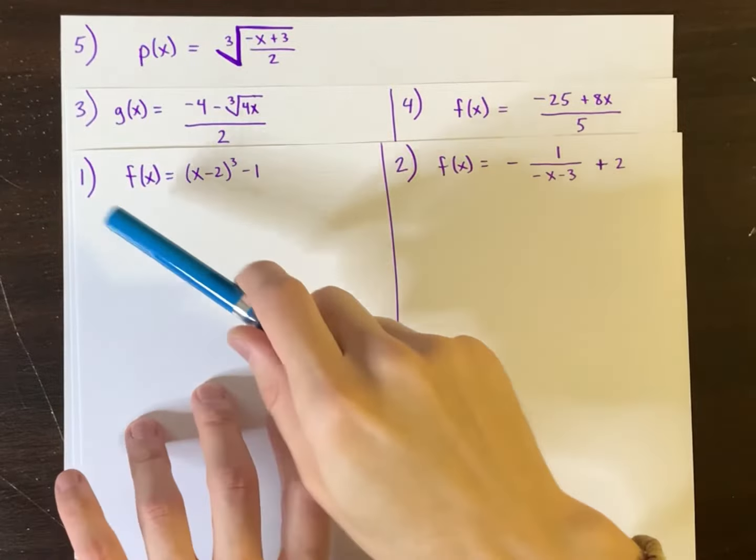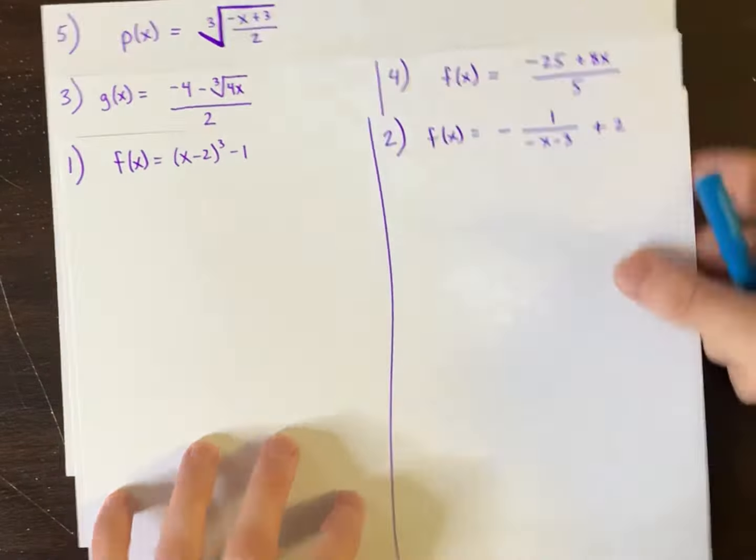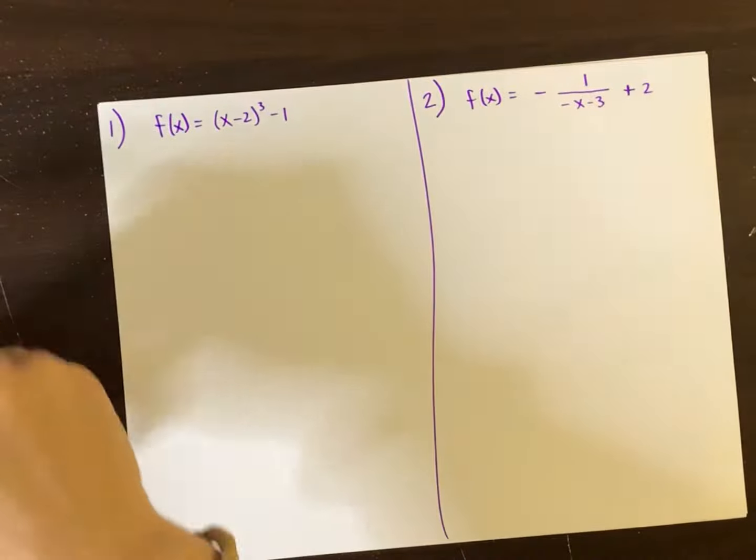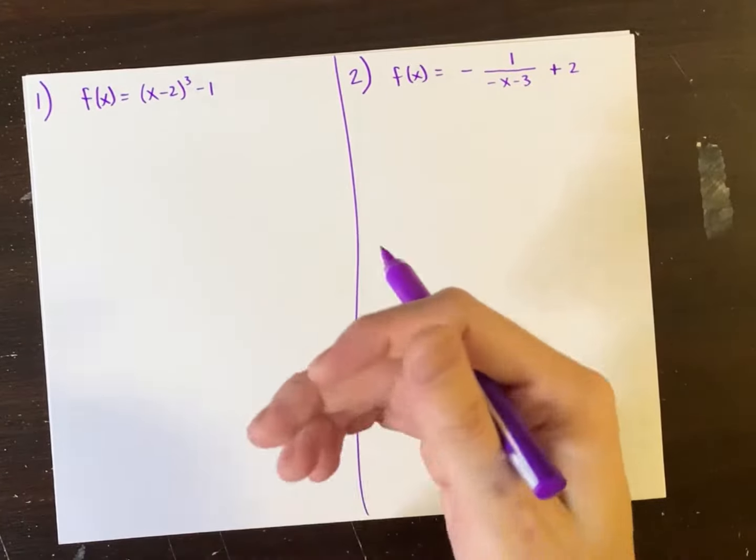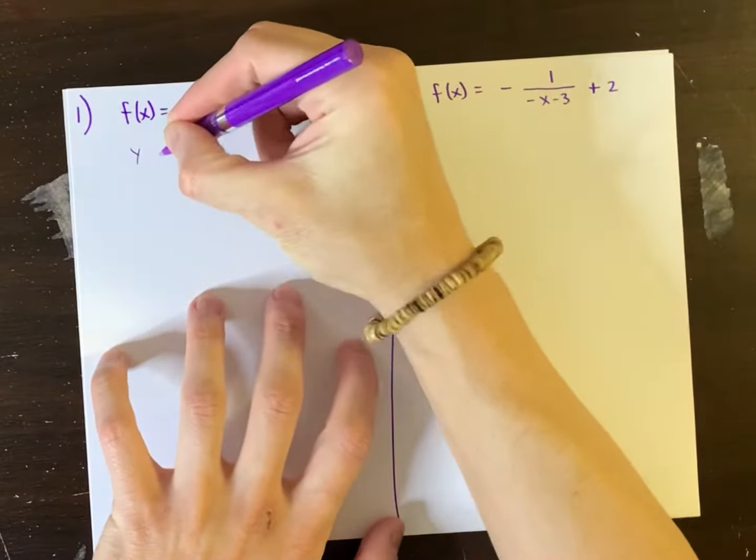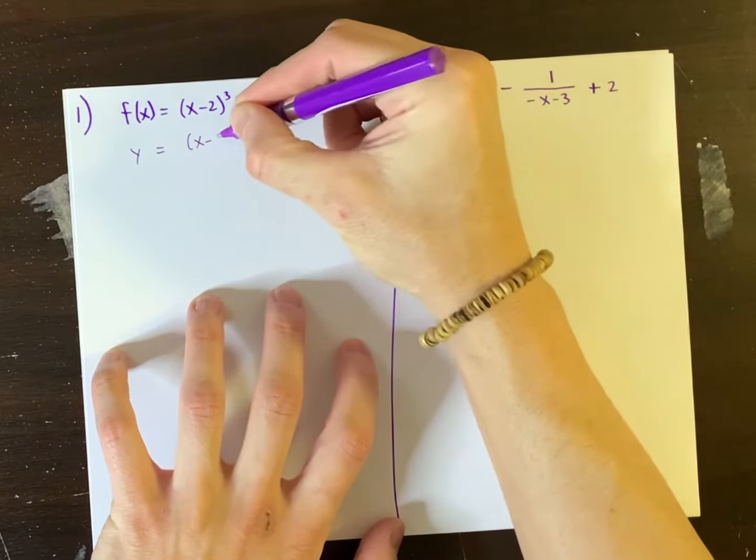So let me run through 1, 2, 3, 4, and 5 from homework 1, where we want to find the inverse for all of these functions.